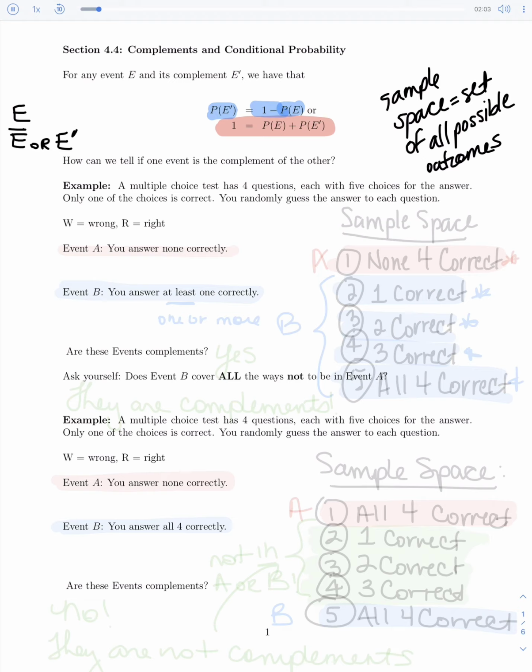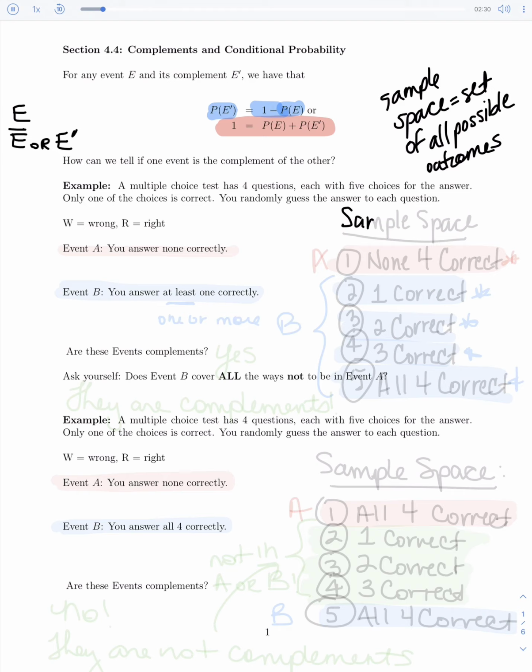So in this first example, we have a multiple choice test with 4 questions. Each has 5 choices for the answer. Only one is correct. You randomly guess the answer to each question. And then they talk about your different events. One is that you answer none of the 4 questions correct, and event B is that you answer at least 1 correct. So we're going to write out a sample space here, but we're going to leave it pretty general, and that will be to our advantage.